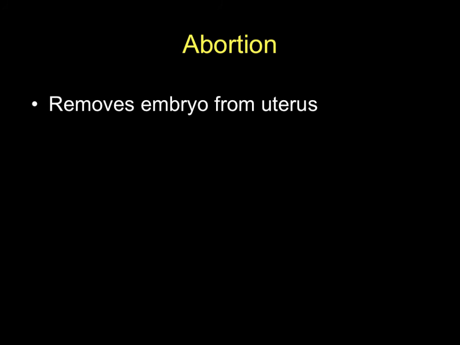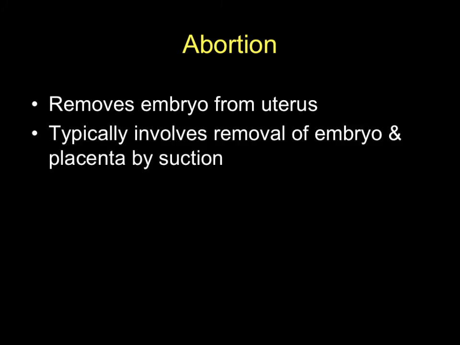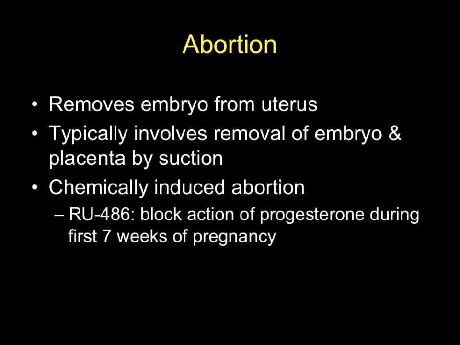So you'd be talking about an abortion of some type. Now the actual embryo and placenta would be physically removed from the uterus, or in some cases, not typically, or not in this country, legally at least, there's a chemical called RU486, which was first introduced, I believe, in France, which actually stops progesterone production during the first 7 weeks of pregnancy.